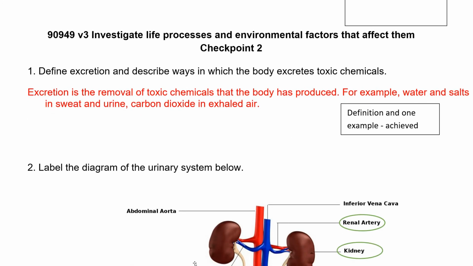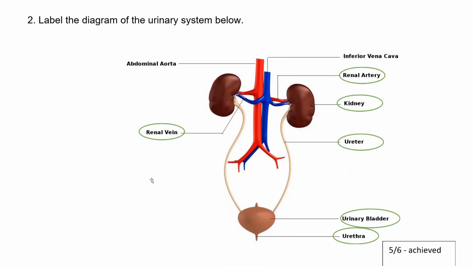So some basics. Let's define excretion. Excretion is the removal of toxic chemicals that the body has produced. Okay, really straightforward. Don't confuse it with egestion. Egestion is the removal of physical waste, not the same thing. Describe ways that that's happened. That's right here. Water and salts are excreted in sweat and in urine. Carbon dioxide is in exhaled air. Straightforward.